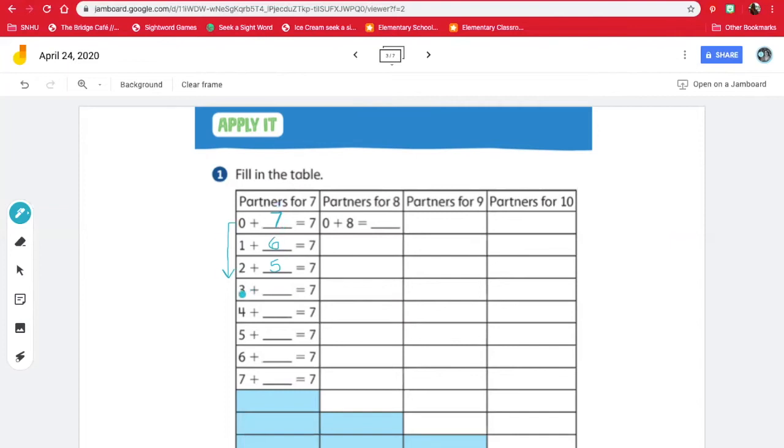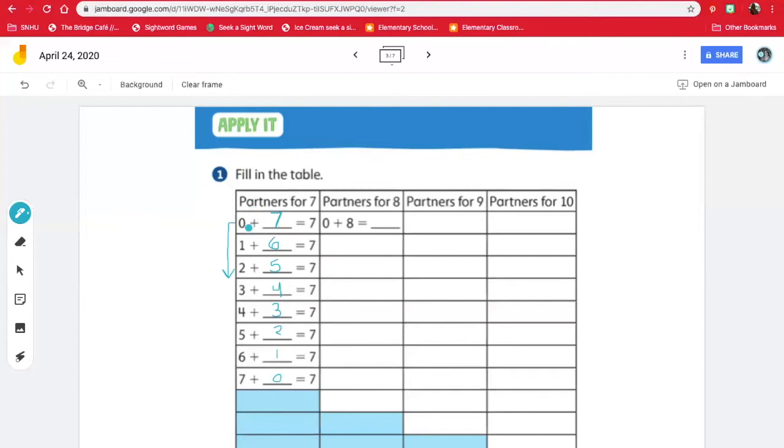So if we have 3, we have 0, 1, 2, 3, plus, I bet this number is going to be 4, because 7, 6, 5, 4. And this number, what comes before 4? 3. And we could check our answers by 3 plus 4 equals 7, and then these two are just switched. So if we look up here, 2 plus 5 equals 7, that means 5 plus 2 equals 7. 6 plus 1 equals 7, 7 plus 0 equals 7.